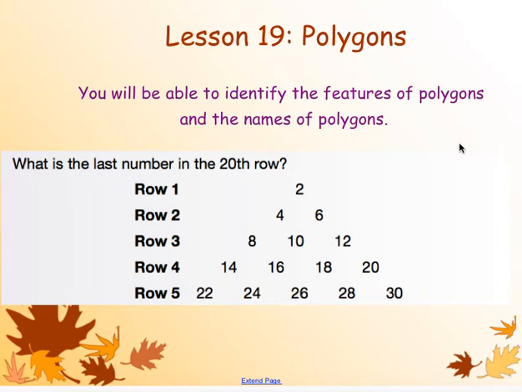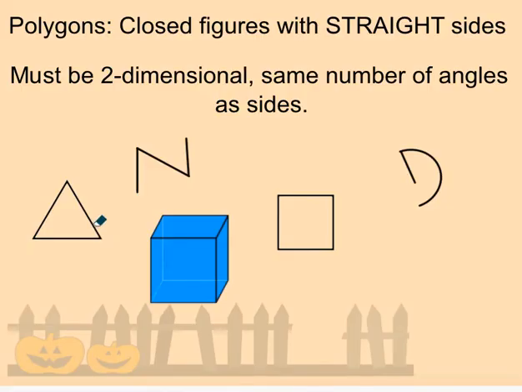Course 3, Lessons 19 and 20. We're looking at polygons, and then in Lesson 20 we'll look at triangles, being able to identify the features of all of those things and how to name them. First, we need to know what a polygon is. A polygon is a closed figure with straight sides. It has to be two-dimensional, and it has the same number of angles as sides.